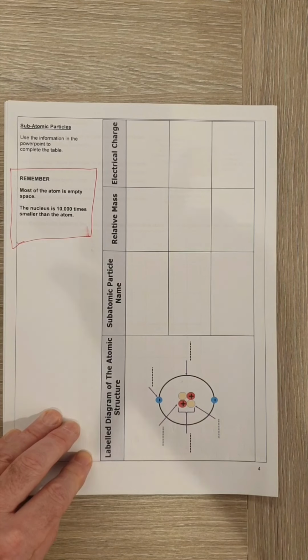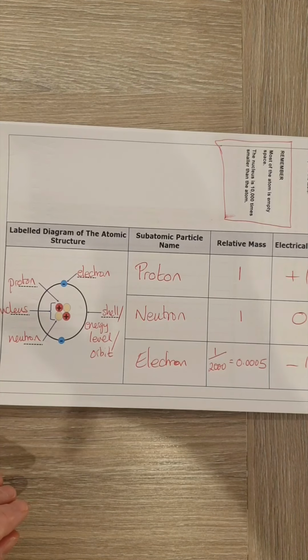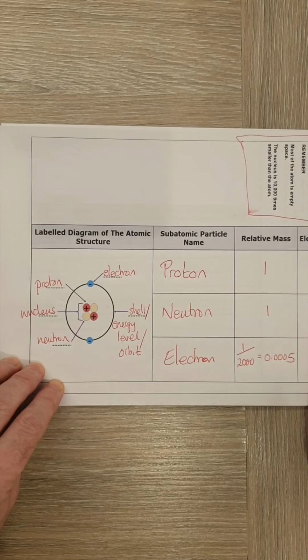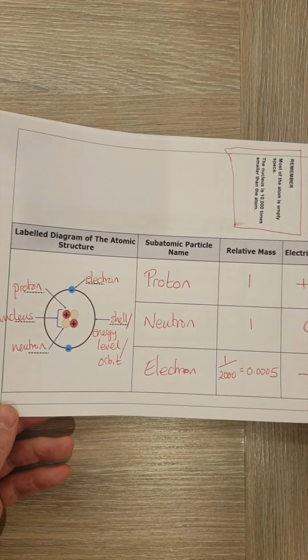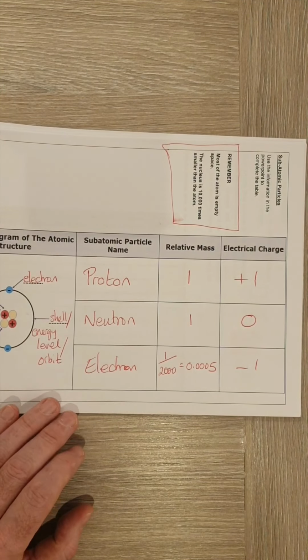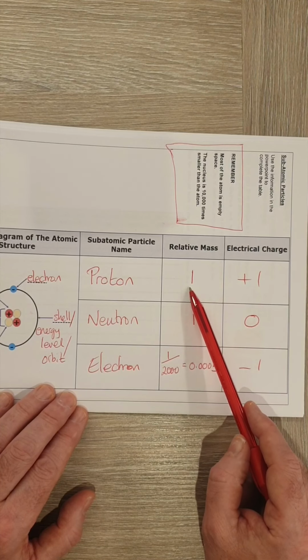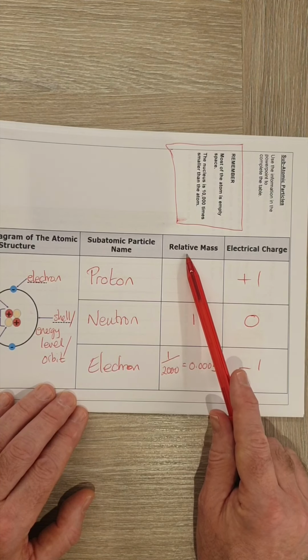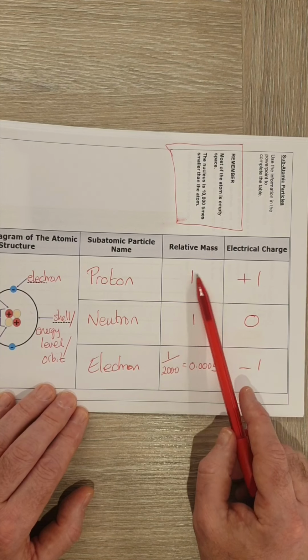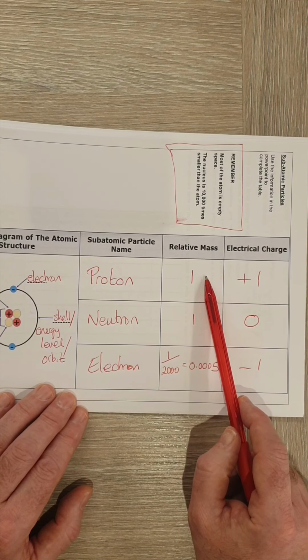So using the PowerPoint, we need to fill in this table. So here we have all the information about what the atom is made from. It's made from 3 things. First thing is called a proton. A proton has a mass of 1. We say it's a relative mass, so it's its mass compared to a proton, so its relative mass is 1.